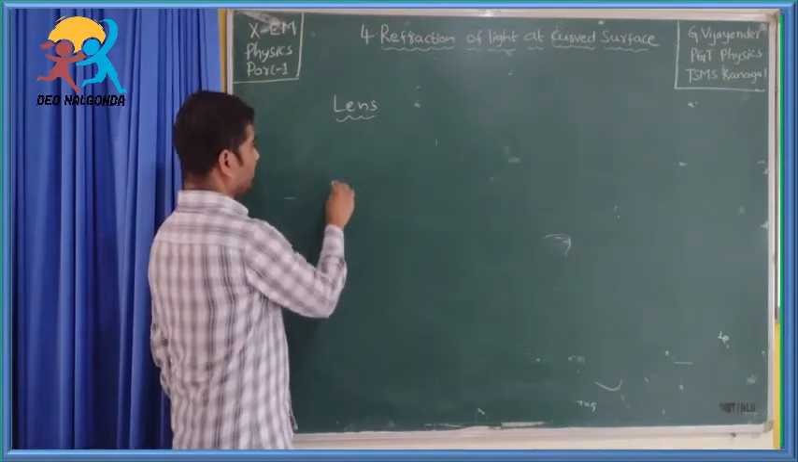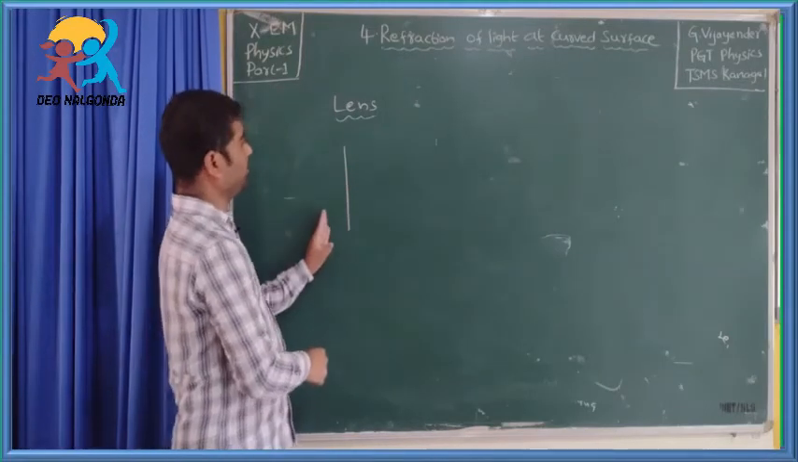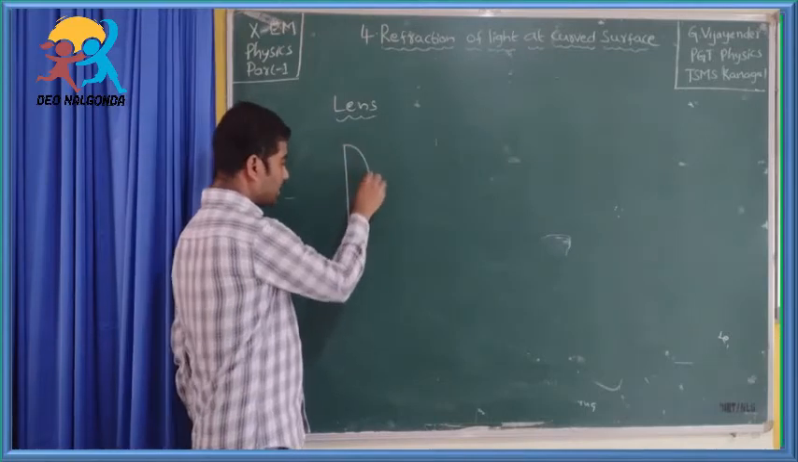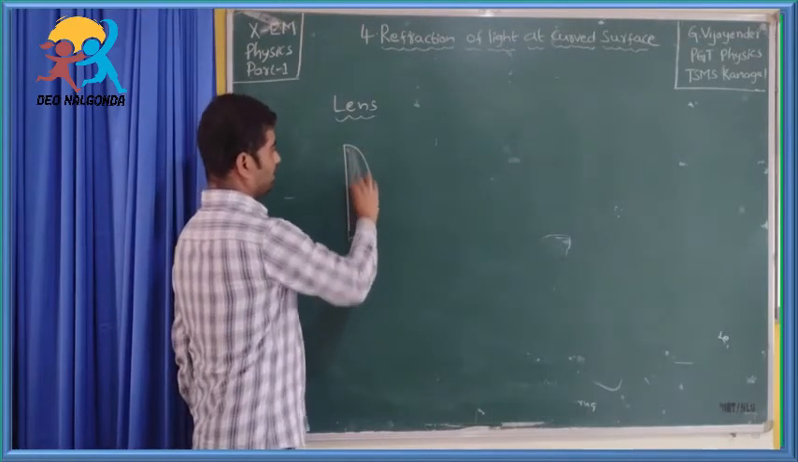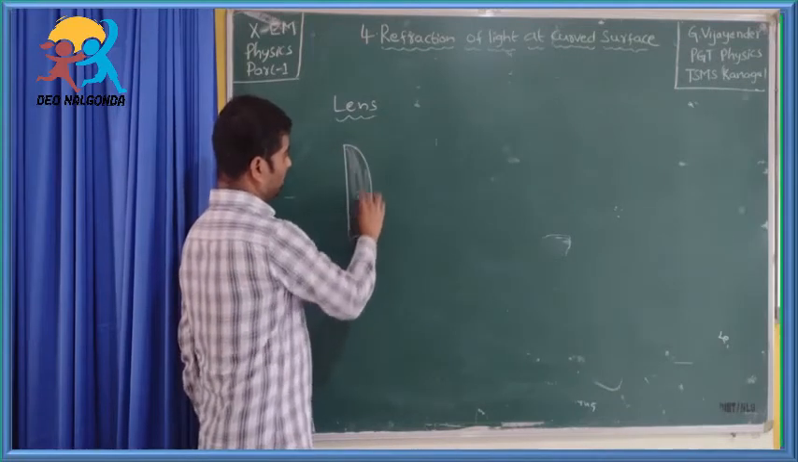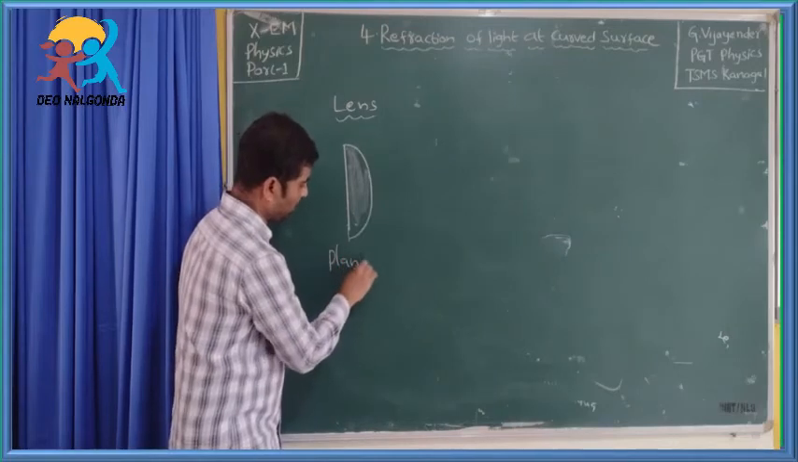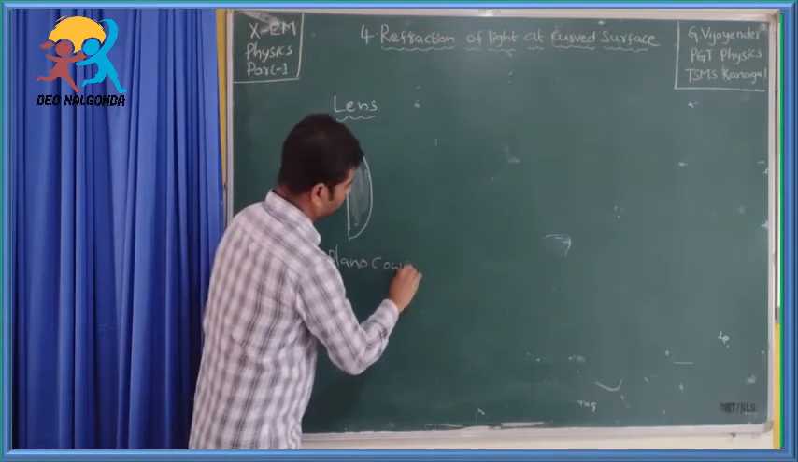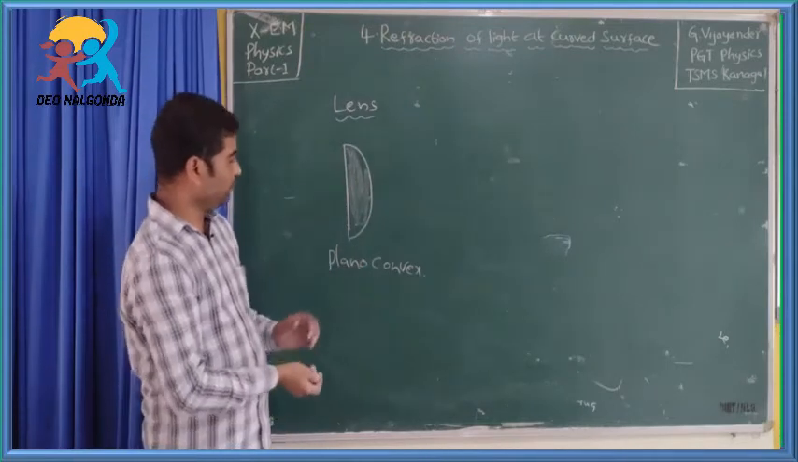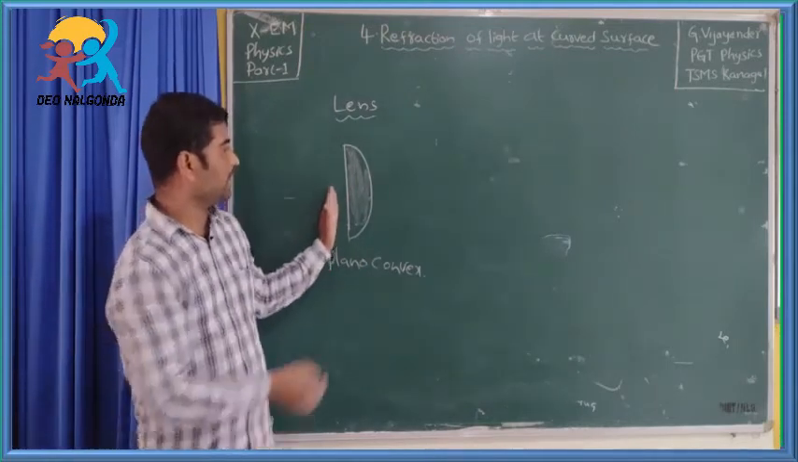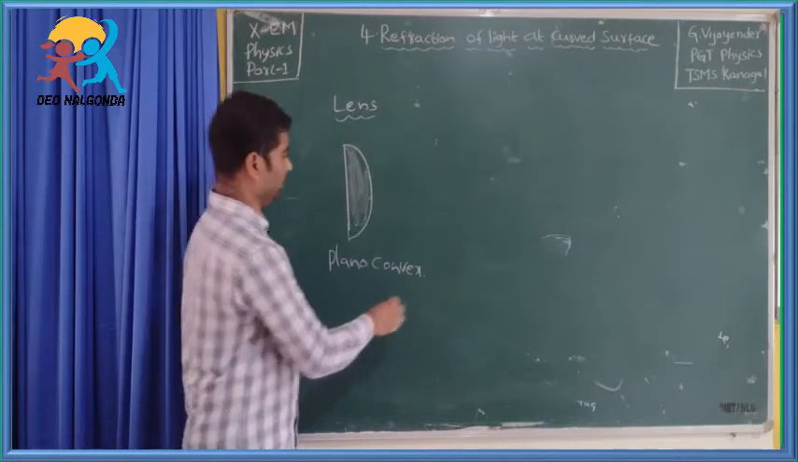A lens may have one side a plane surface and the other side a convex surface. This type of lens is called a plano-convex lens. A lens which has one plane surface and another convex surface is called a plano-convex lens.